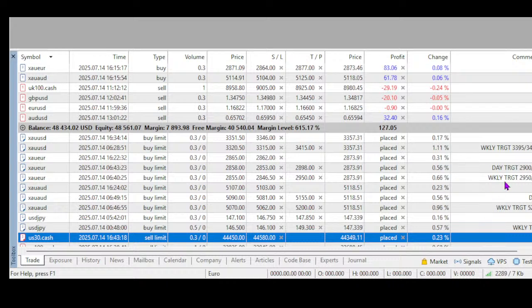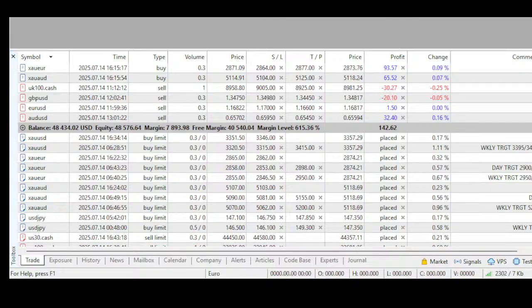Okay, now let's move on to our gold. Remember, our focus trading would be mainly Dow Jones, Nasdaq, and gold. For gold we are looking at 3: gold against euro, gold against US, and gold against Aussie.